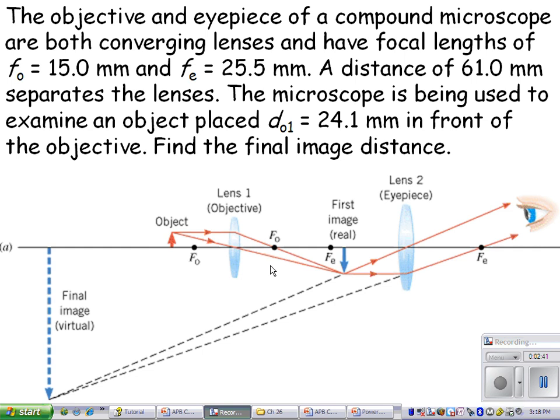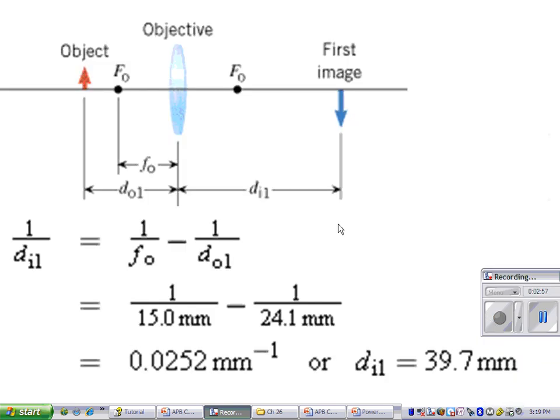You don't have to have these light rays here, and you don't have to have this image right here. You just have to draw that this right here is 24.1 millimeters, and that the distance between the two lenses is 61 millimeters. Now let's go ahead and make our first calculation. We want to find out where our first image is going to end up, and so we have our distances and so on, and we use our equation, and we end up with our distance here of 39.7 millimeters. So this first image is 39.7 millimeters over here to the right-hand side.